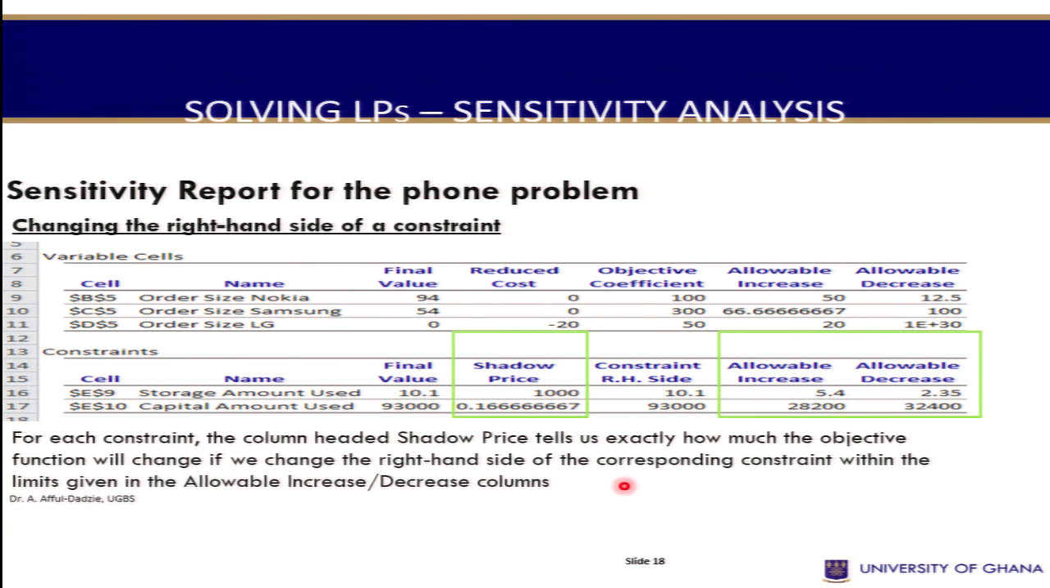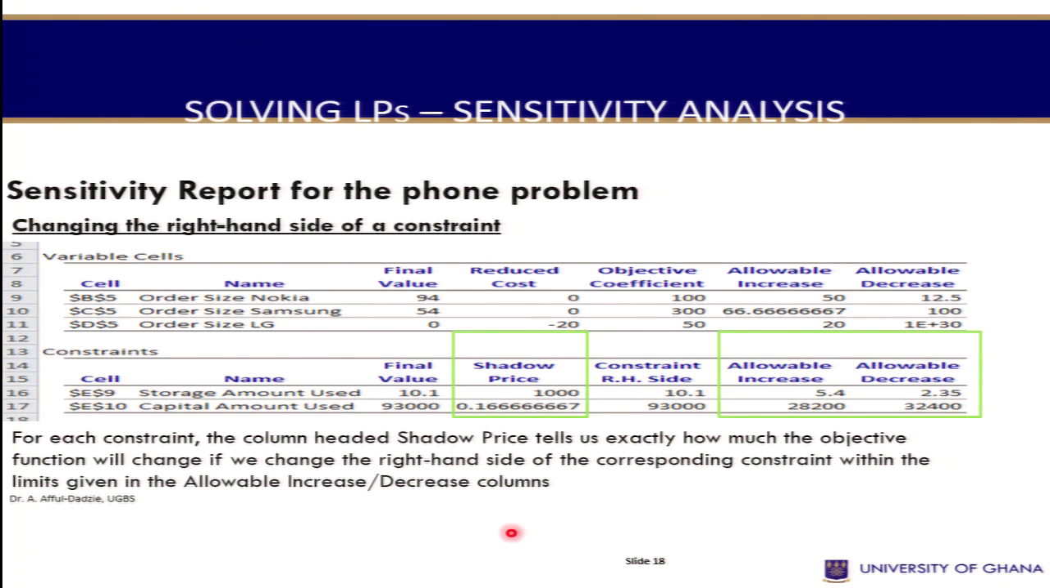So, it goes on and on like that. Now, as long as the additional amount lies within the allowable increase, any units of additional resource that will be added in terms of the storage amount would increase profit proportionally by 1,000. That means that if we're able to add 5 extra square meters of space, we are going to increase our profit by 5 times 1,000, which is 5,000 cedis.